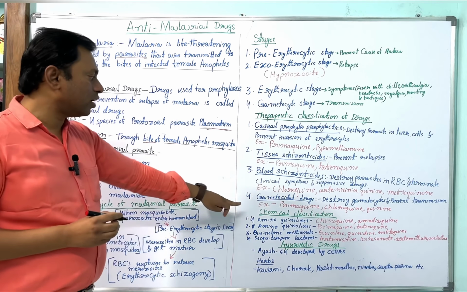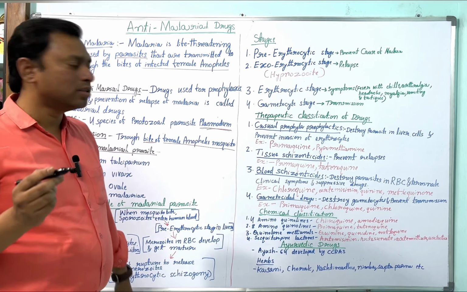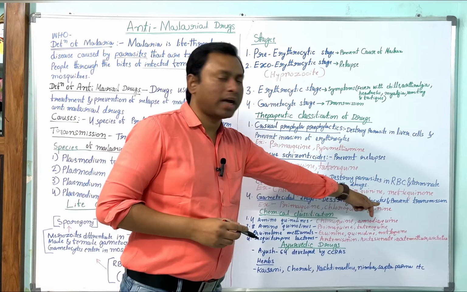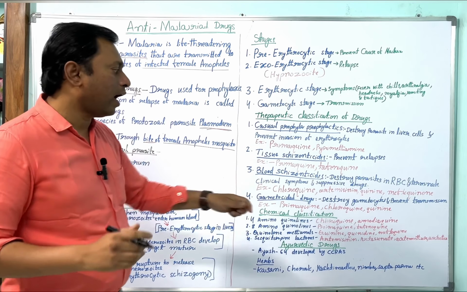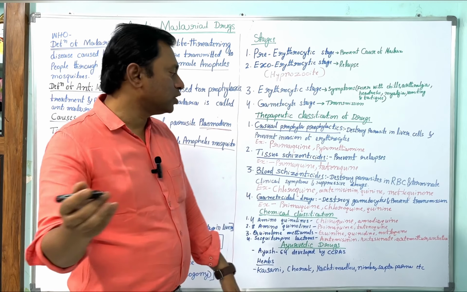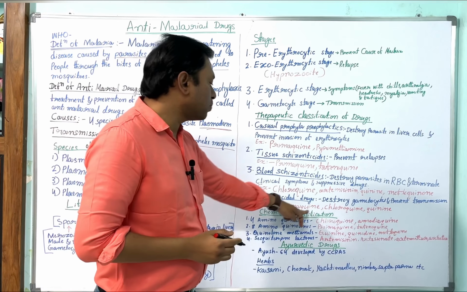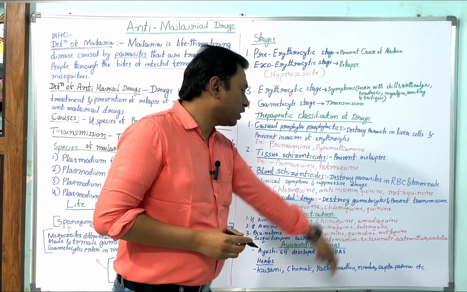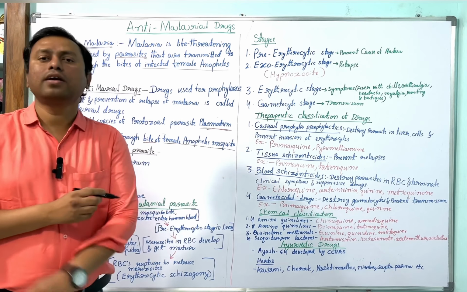The next one, the fourth one, gametocidal drugs. Here they destroy the gametocytes, that is the male and female gametes. These drugs destroy them and prevent the transmission of malaria. The common drugs are primaquine, chloroquine and quinine. These drugs are the gametocidal drugs.